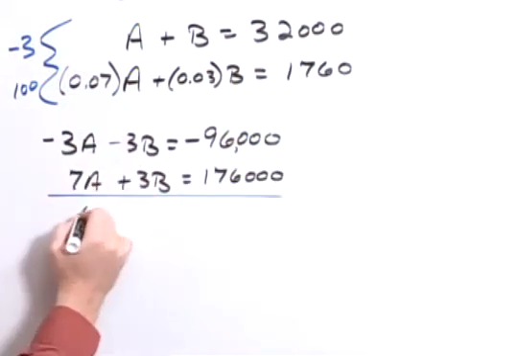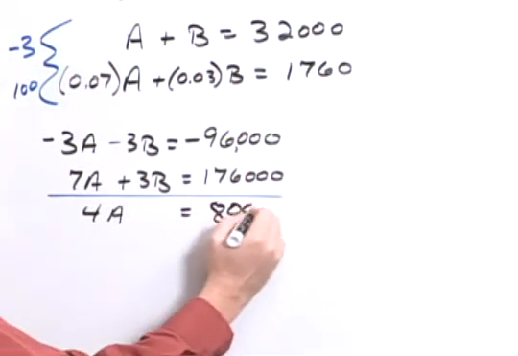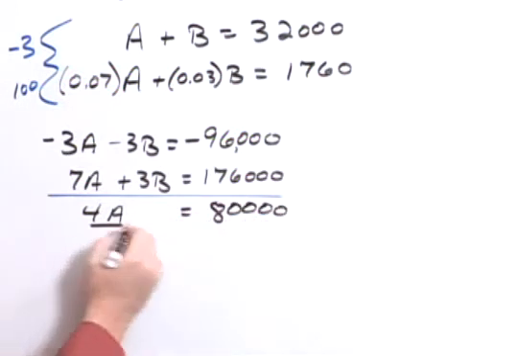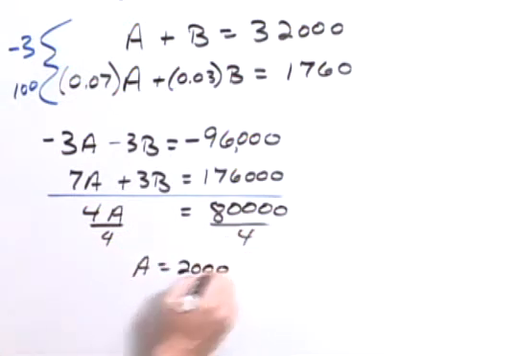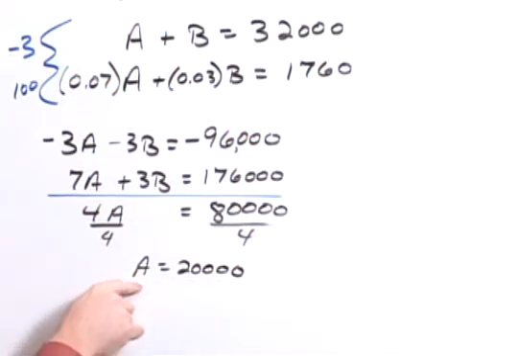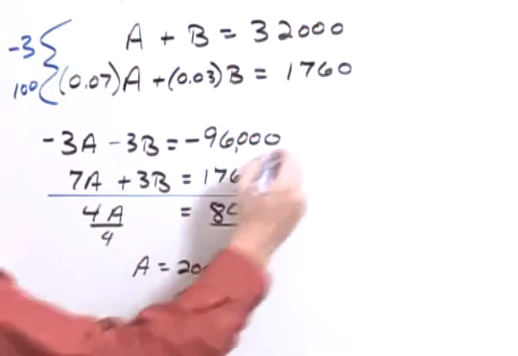The A's, I would have 4A equals 80,000. Dividing both sides by 4, A will equal 20,000. Now that I know how much was invested in the A fund, I'm going to use this to find out how much would be in the B.